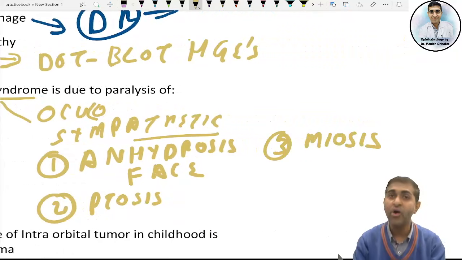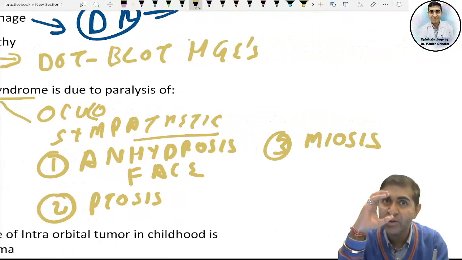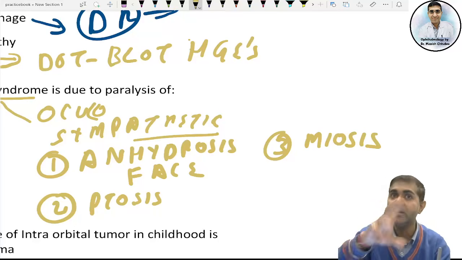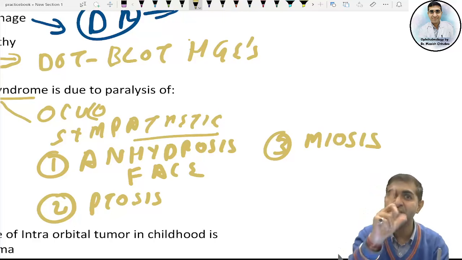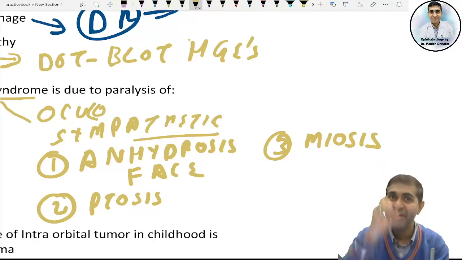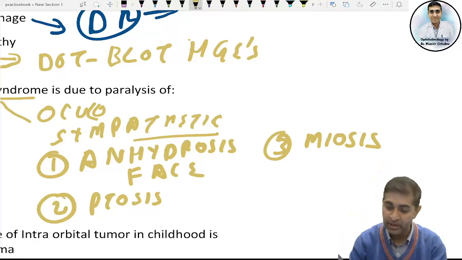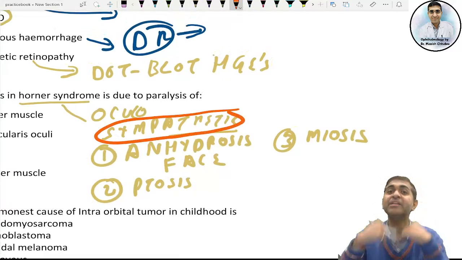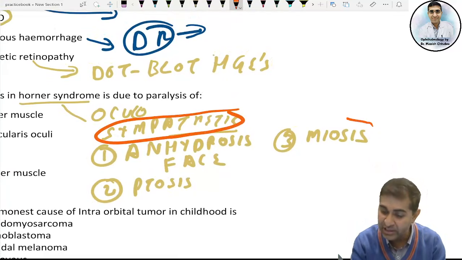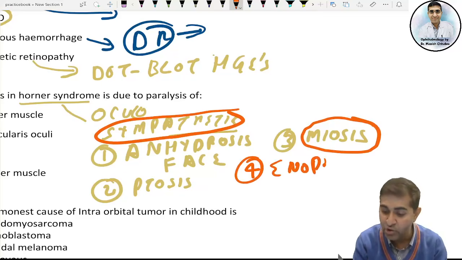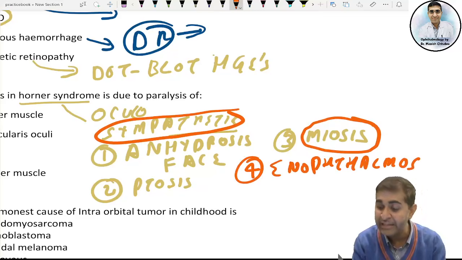Why miosis? Because mydriasis is dilatation of the pupil. Miosis is constriction of the pupil. Miosis is via the third cranial nerve, the oculomotor nerve, which is a parasympathetic pathway. While mydriasis is due to sympathetic fibers, which dilate the pupil by stimulating dilator pupillae. But when there is paralysis of sympathetic fibers, of course the parasympathetic fibers will overpower, and as a result the pupil will constrict. You call it miosis. Fourth is enophthalmos, which is a sunken eye appearance.